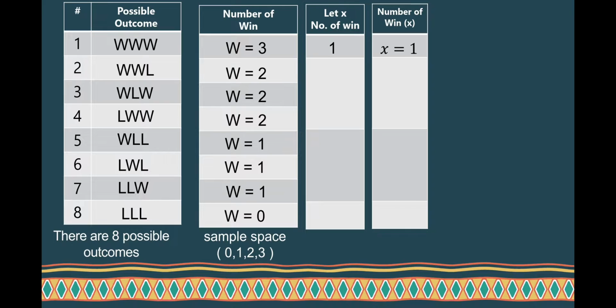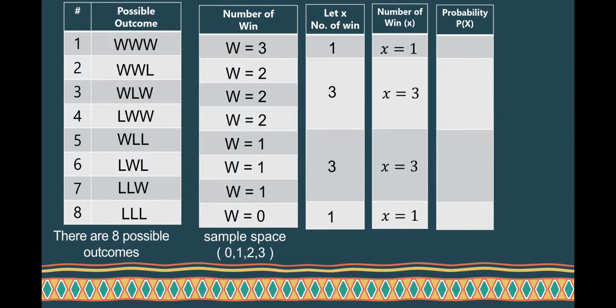And winning 2 games in 3 consecutive games, there are 3 ways. So therefore, the value of x is 3. Winning 1 out of 3 games, that is 3, wherein the value of x is also 3. And 0 wins for 3 consecutive games, we have 1. So the value of x is equal to 1.